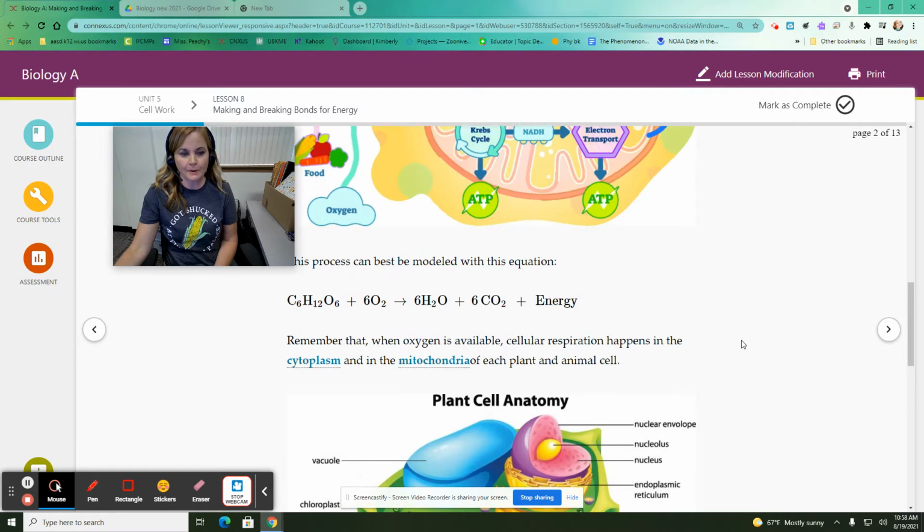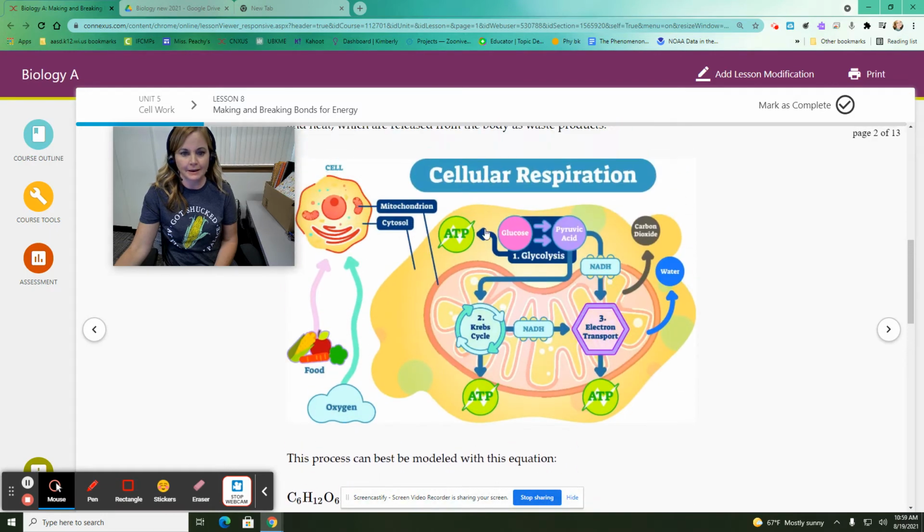The first step of aerobic respiration takes place in the cytoplasm. You can see this yellow stuff is supposed to be cytoplasm, and that is glycolysis. The word glycolysis literally means to break apart glucose. You're lysing, or breaking or splitting, glucose. Glucose is a sugar, C6H12O6. It's a 6-carbon sugar, so it's still a pretty big molecule, right? We want to break it apart into something simpler. So glucose is broken apart into something called pyruvic acid, and that is what glycolysis does.